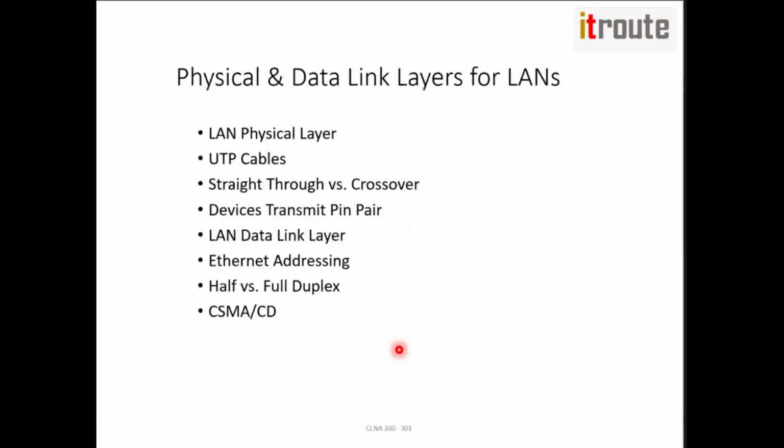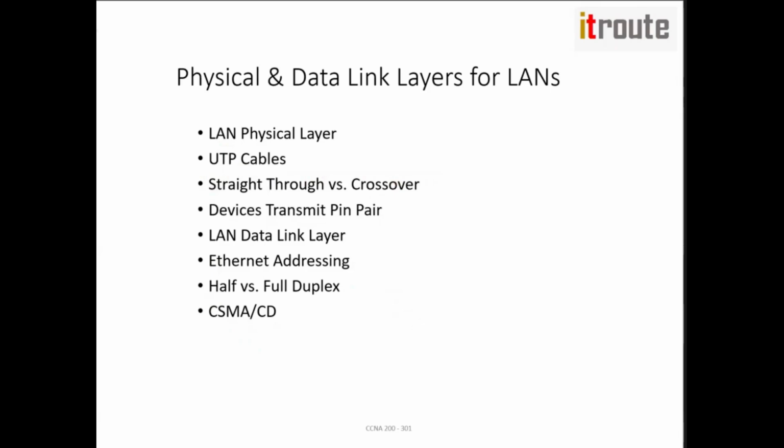Now, physical and data link layers for local area networks. Part of that, we have UTP cables, some of the types of cables we are using, such as straight-through and crossover. We have a device that transmits the pin pair. Then LAN data link layers: Ethernet addressing, half versus full duplex, CSMA/CD. These are the things related to our local area networks.